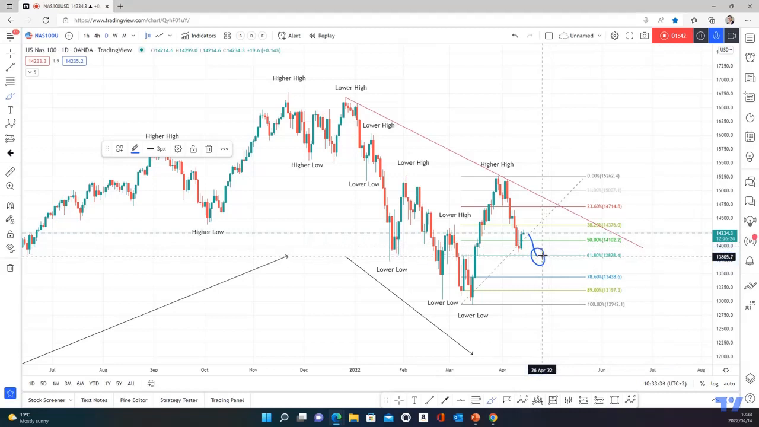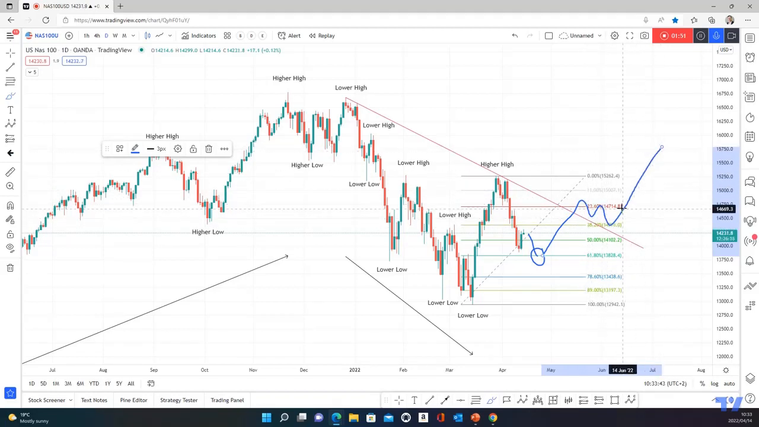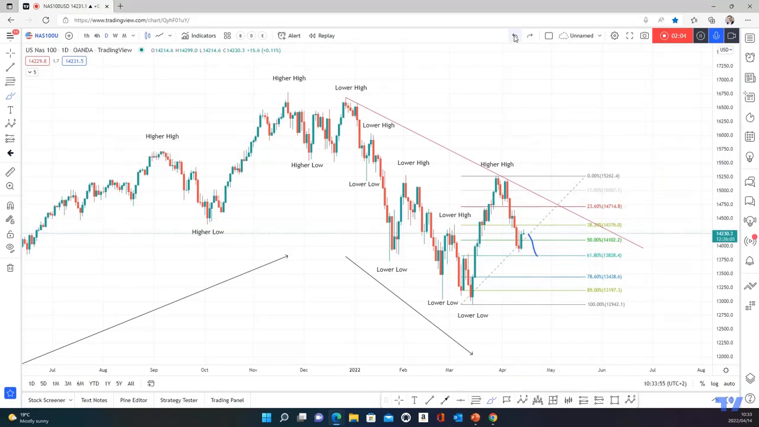Should we see a reversal from there and a breakout above this trend line, and then a corrective structure with another breakout, this would be a very good place to enter a long and to obviously keep your stops just below this higher low formation. That would be how I would be looking at trading this.